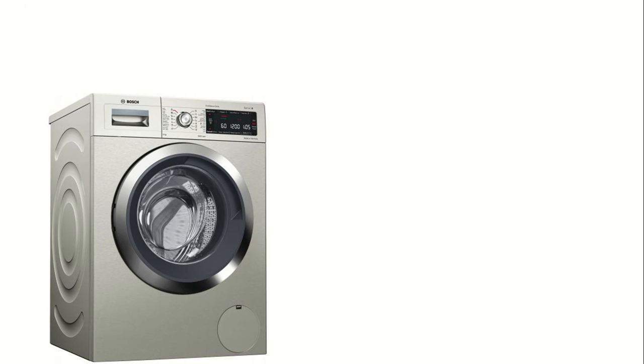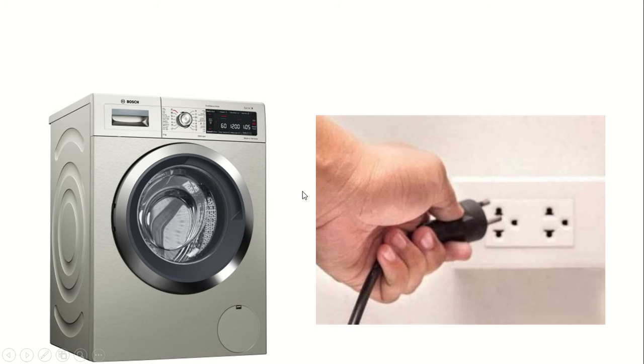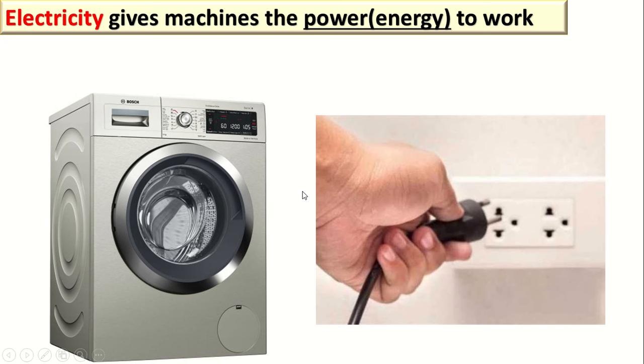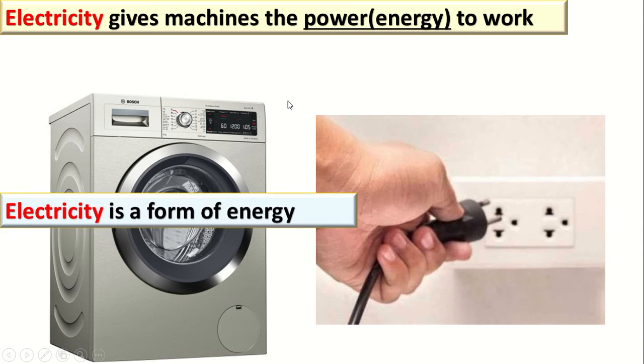Here we have a washing machine. How can I make this washing machine work? I need power or energy to make this washing machine work. How can I get this power or energy? I can get it from the electricity. Excellent. So the electricity gives the machine the power or the energy to work. Without the electricity, the machine can't work.